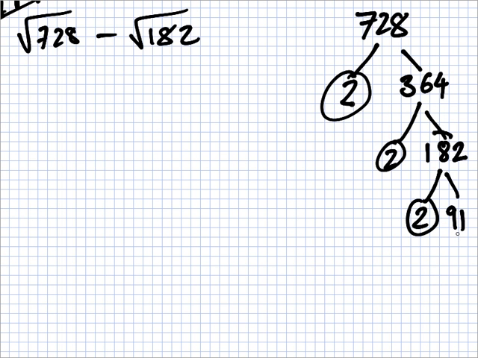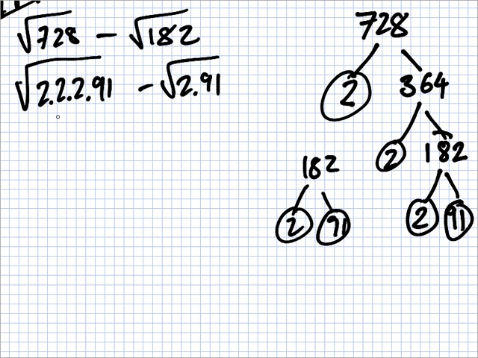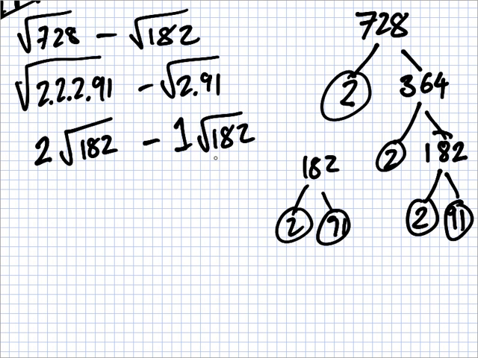91? That's the end of it, isn't it? None goes into 91. Okay, and then 182 is 2 and 91, isn't it? So this will be square root 2 91 minus square root 2 91. So that would be 2 square root 182 minus 1 square root 182. So that's right, isn't it? Yeah, so just root 182. And that's it there for this one.